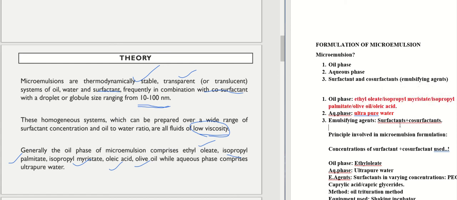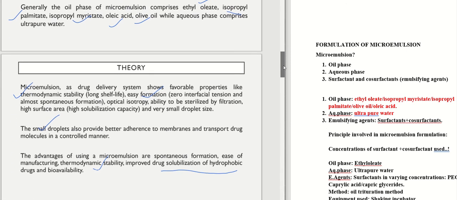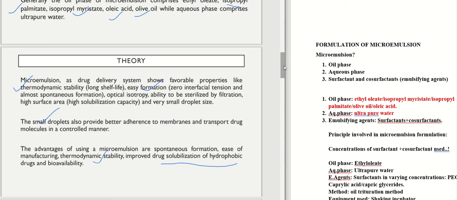The third important constituent to be included is the emulsifying agent. In this case, we'll be making use of a combination of surfactants and co-surfactants. The concentration of surfactants and co-surfactants that we use in this formulation plays a major role.